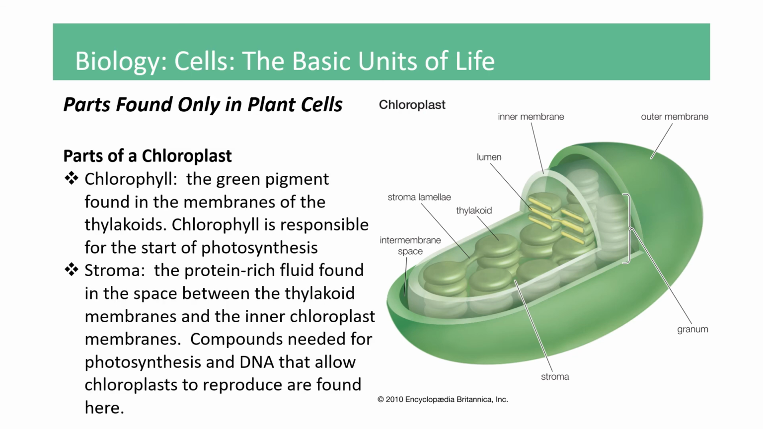The chlorophyll is the green pigment found in the membranes of the thylakoid. Chlorophyll is responsible for the start of photosynthesis. The stroma is the protein-rich fluid found in the space between the thylakoid membranes and the inner chloroplast membranes. Compounds needed for photosynthesis and DNA that allow chloroplasts to reproduce are found here.